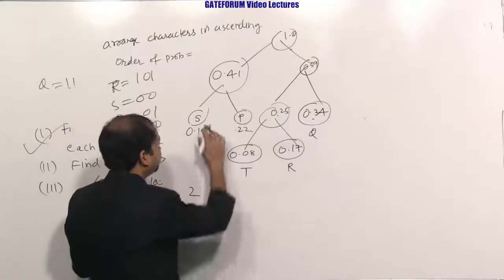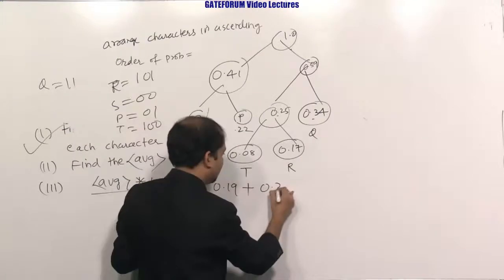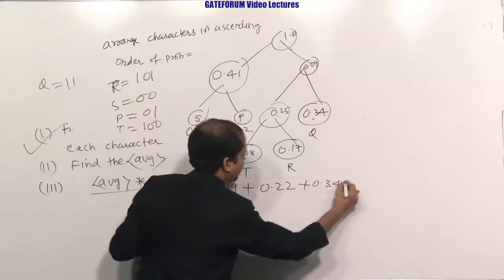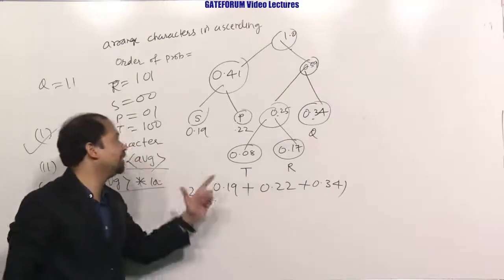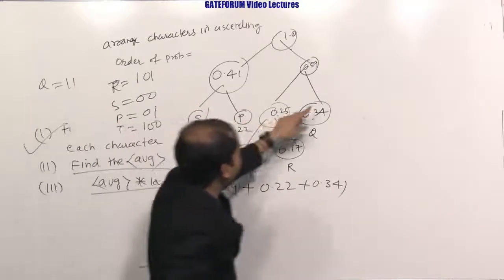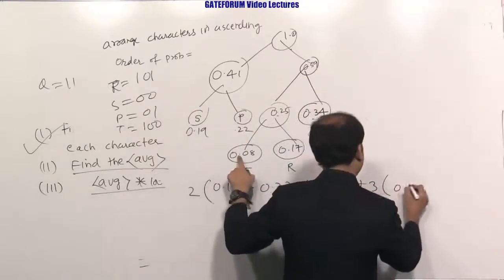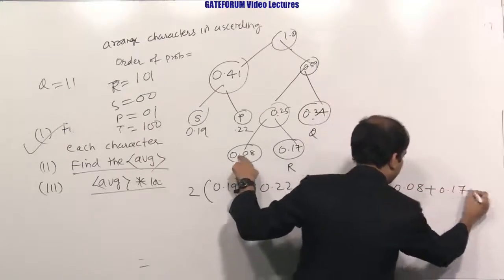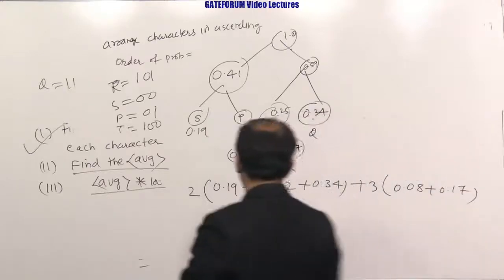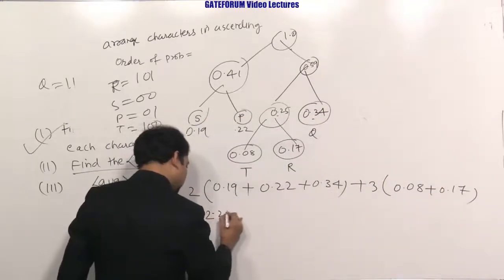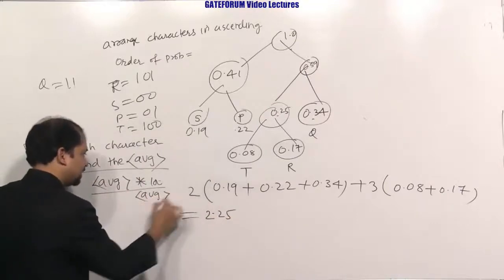So 2, the length of this is 2. So 2 into, so probability is 0.19 plus 0.22 plus 0.33. This is the average length. What is average length? So it is nothing but length of the code into probability. So length of P, S and Q is 2 and their probability we are adding plus 3 into 0.08 plus 0.17. So if you sum it up, you will get 2.25. And answer is average length.